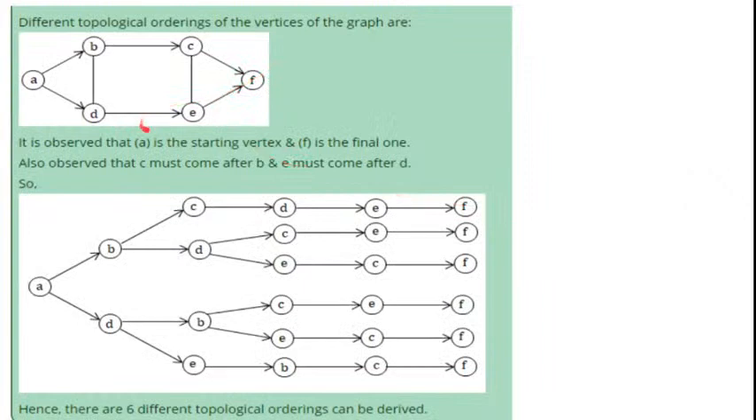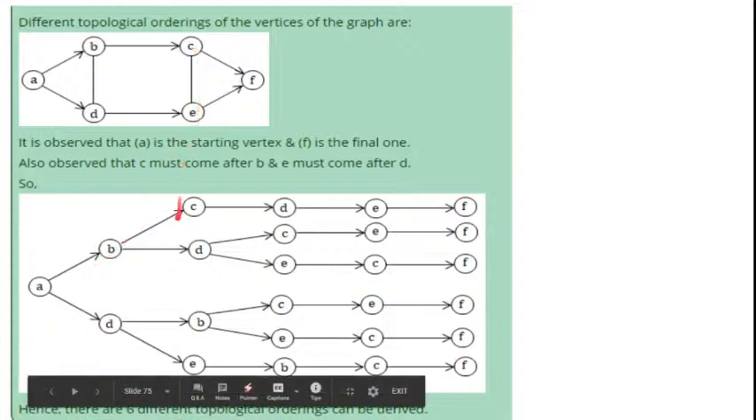In the different topological orderings of the vertices, it is observed that A is the starting vertex and F is the final one. Also observe that C must come after B and E, and E must come after D. So for the topological ordering, C must come after B and E, and E must come after D.